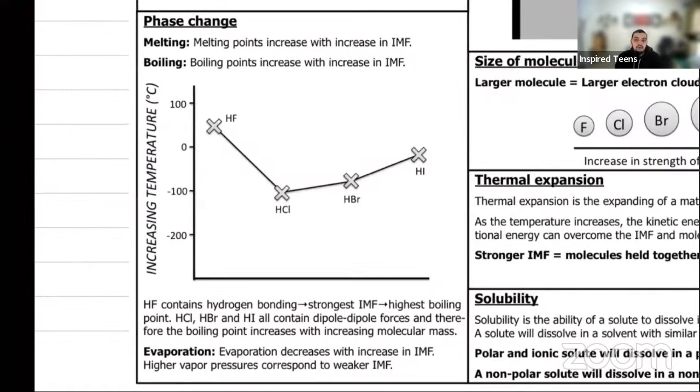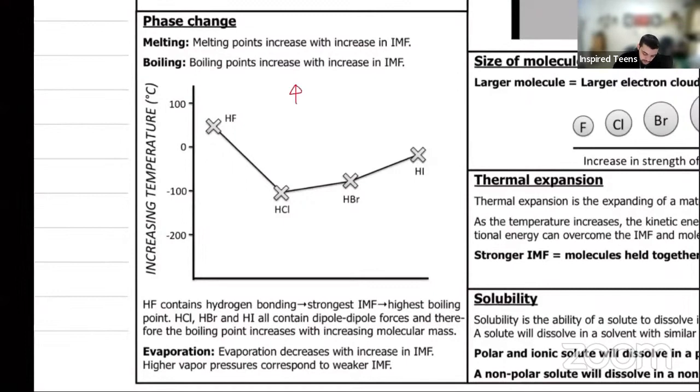Phase change, melting points. Melting points increase with intermolecular force, right? So the stronger the intermolecular force, the higher the melting point. Boiling points also increase with an increase in intermolecular force. So this is a relationship that's being formed, and this is the crucial takeaway from this. A higher melting point and boiling point results from a higher intermolecular force. So there is a directly proportional relationship between intermolecular force and melting point and boiling point. Again, that's the important key takeaway from here. Let's have a look at this.